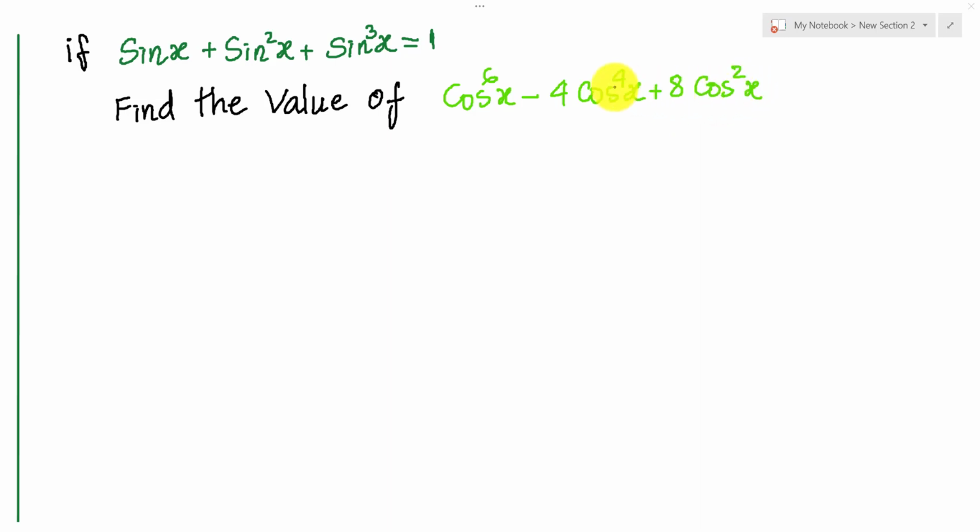We see that the expression whose value we must find has only cosine of x. But the expression that they give us has a lot of sine, so we must change sine of x to cosine of x. For that we use this expression.